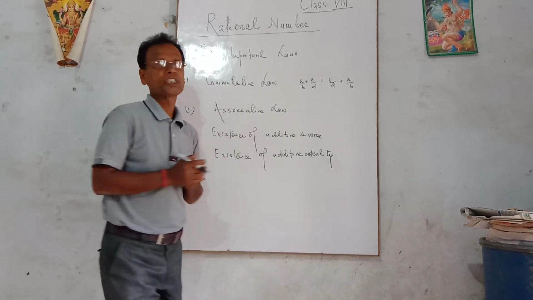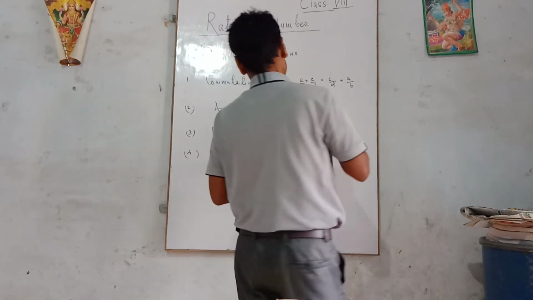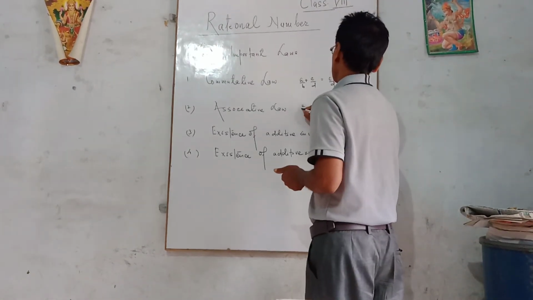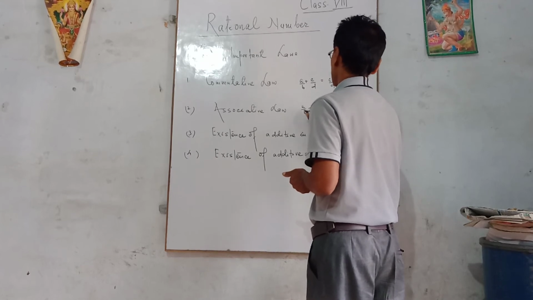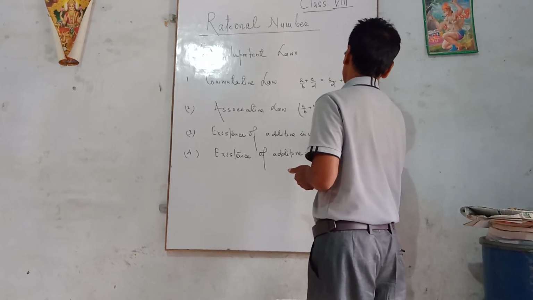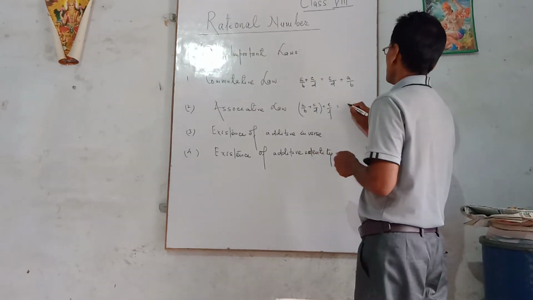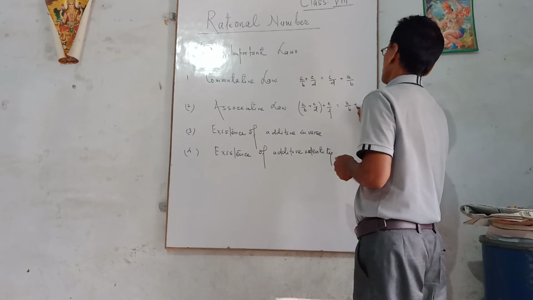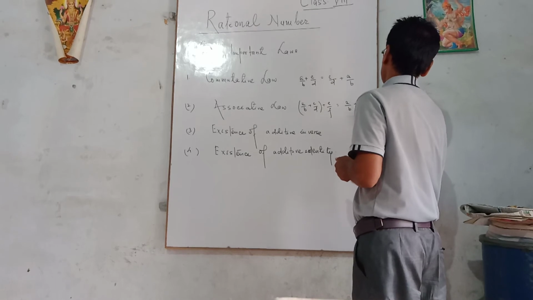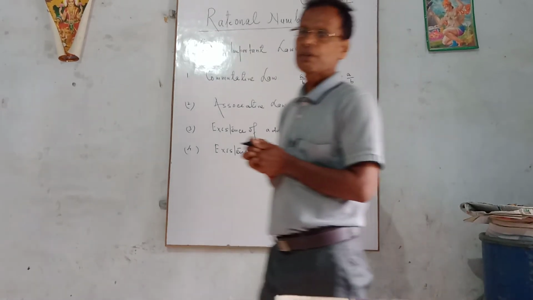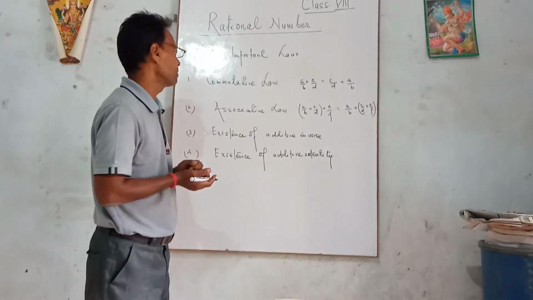Now associative law. In associative law, there are three terms. Suppose that a by b is a number, c by d is another rational number, and e by f is another rational number, and this is equal to a upon b plus c upon d plus e upon f. If this type of example comes, it is associative law.